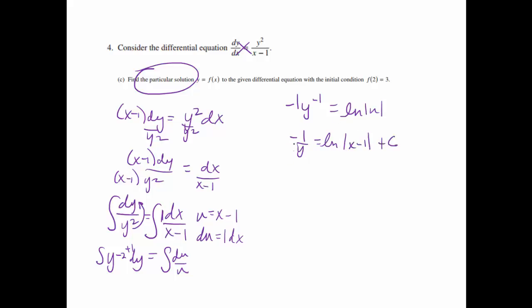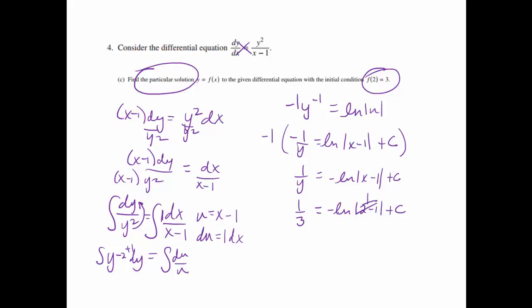plus c. One thing I would like to do is I don't like having that negative there, so let's just multiply through by a negative. I'll get 1 over y equals negative ln x minus 1 plus c. And before I solve for y, I think it will be easiest if I find c. So they did give me this initial condition, so I know my y value is 3 and my x value is 2. The natural log of 1 is 0, so I know that c equals 1/3. So I now have 1 over y is equal to negative ln x minus 1 plus 1/3.